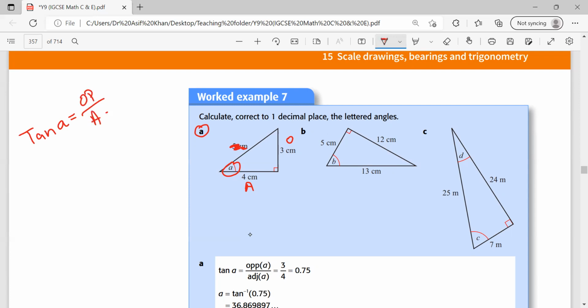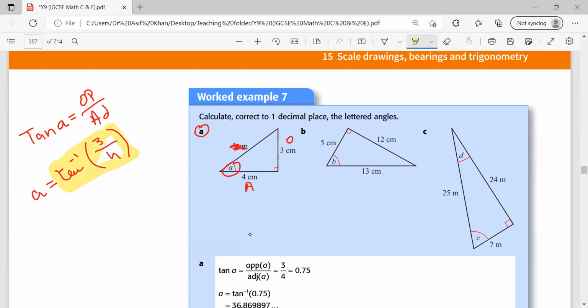opposite over adjacent. So when you have to find angle A, look here carefully. A is equal to, you shift this tan over there, it will become tan inverse. Opposite is 3, adjacent is 4. This whole thing you have to make and then write in the calculator.